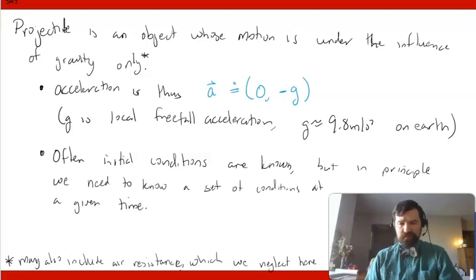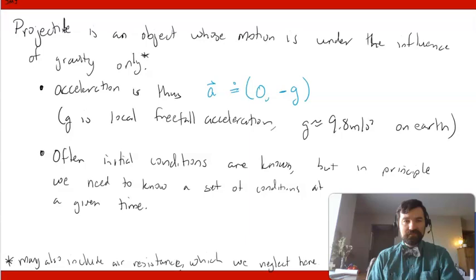time. One little note, although I'm going to be doing stuff in Cartesian coordinates, it's very common for the initial conditions to include an initial position and an initial velocity, and for that initial velocity to be given in polar form.